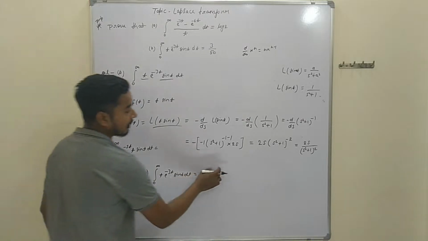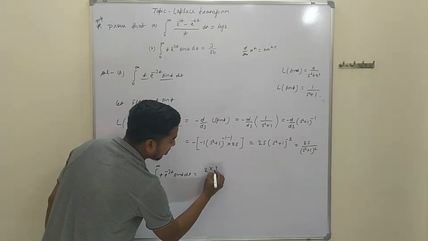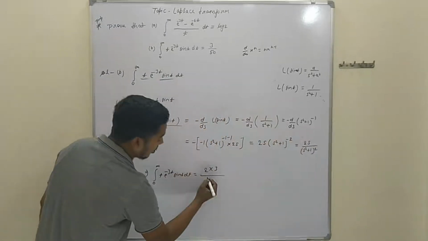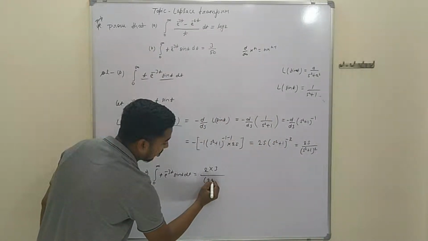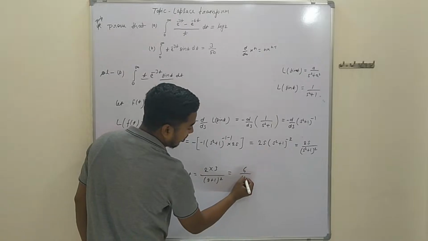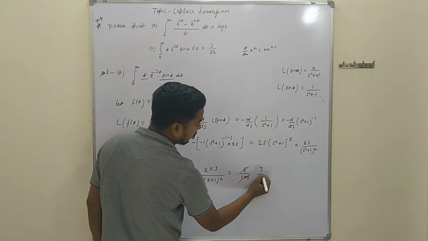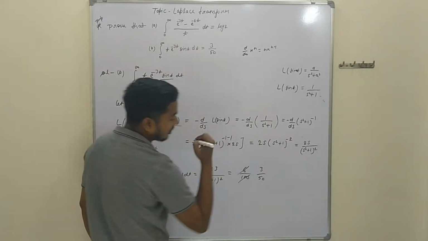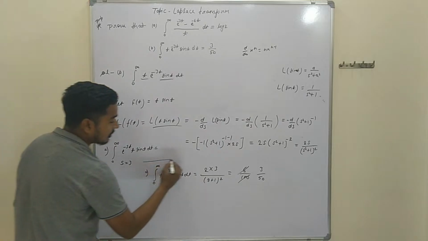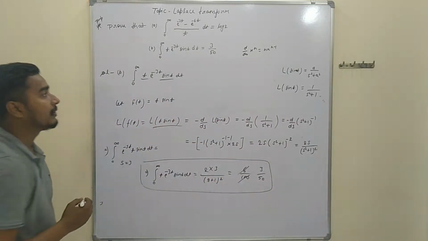So we put s equal to 3 here. This is 2 into 3 upon, in place of s square, 3 squared is 9, 9 plus 1 whole square, this gives 6 upon 100. We cancel out: 2 times 3 is 6, and 6 upon 100 is 3 upon 50. This is the required solution of the given problem, 3 upon 50.